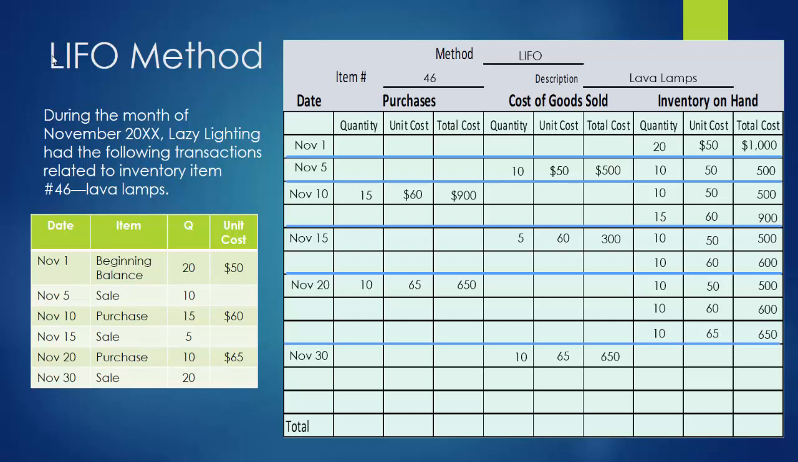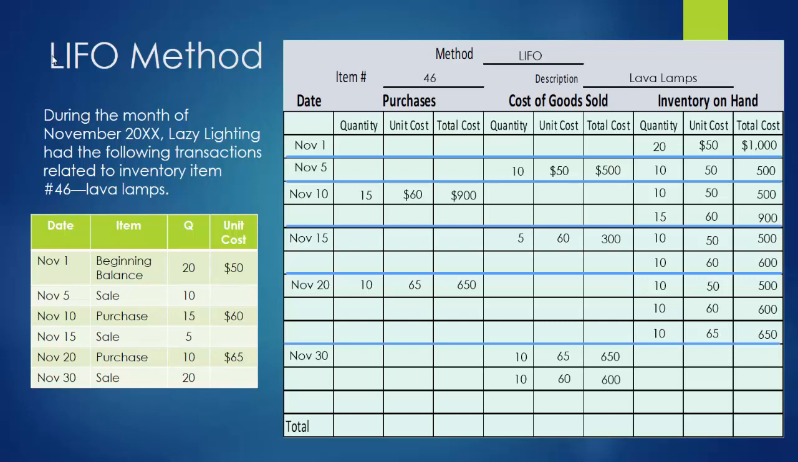But we're selling 20, so we've got to sell our next newest, which is the $60 ones that we purchased on November 10th. And we have 10 of those on our books. Well, conveniently 10 plus 10 gets us to the 20 that we are selling. They have a unit cost of $60 for a total cost of $600.